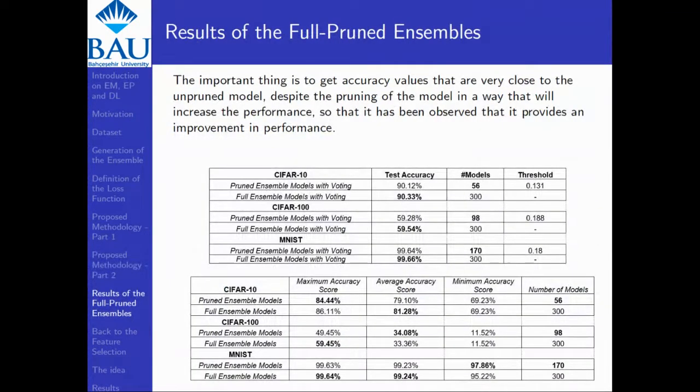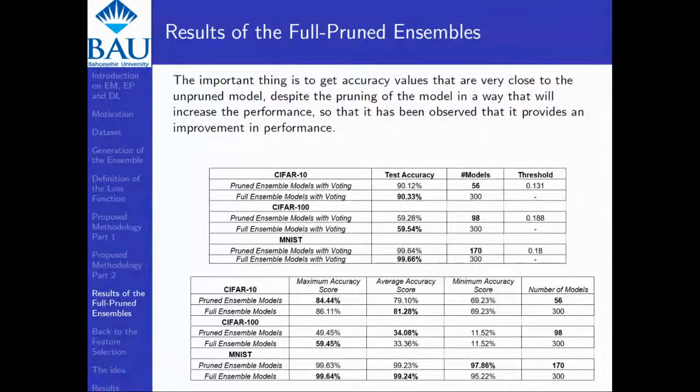So the important thing is to get accuracy values which are very close to the unpruned full ensemble model. In the first table, you can see the test accuracies, models, and thresholds. You can see that in CIFAR-10 we pruned from 300 models to 56 models, and we got almost similar test accuracies, which is the very same for CIFAR-100 and MNIST.